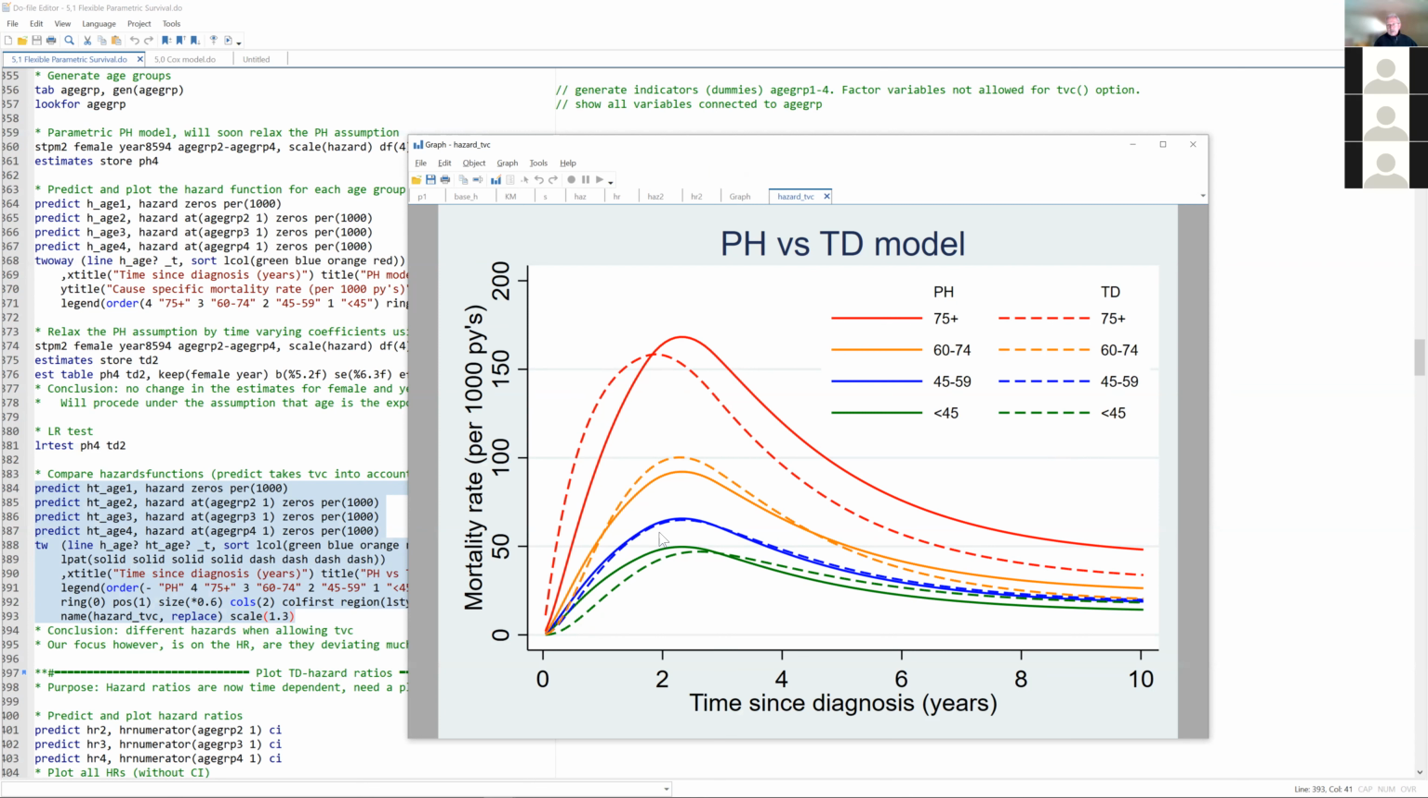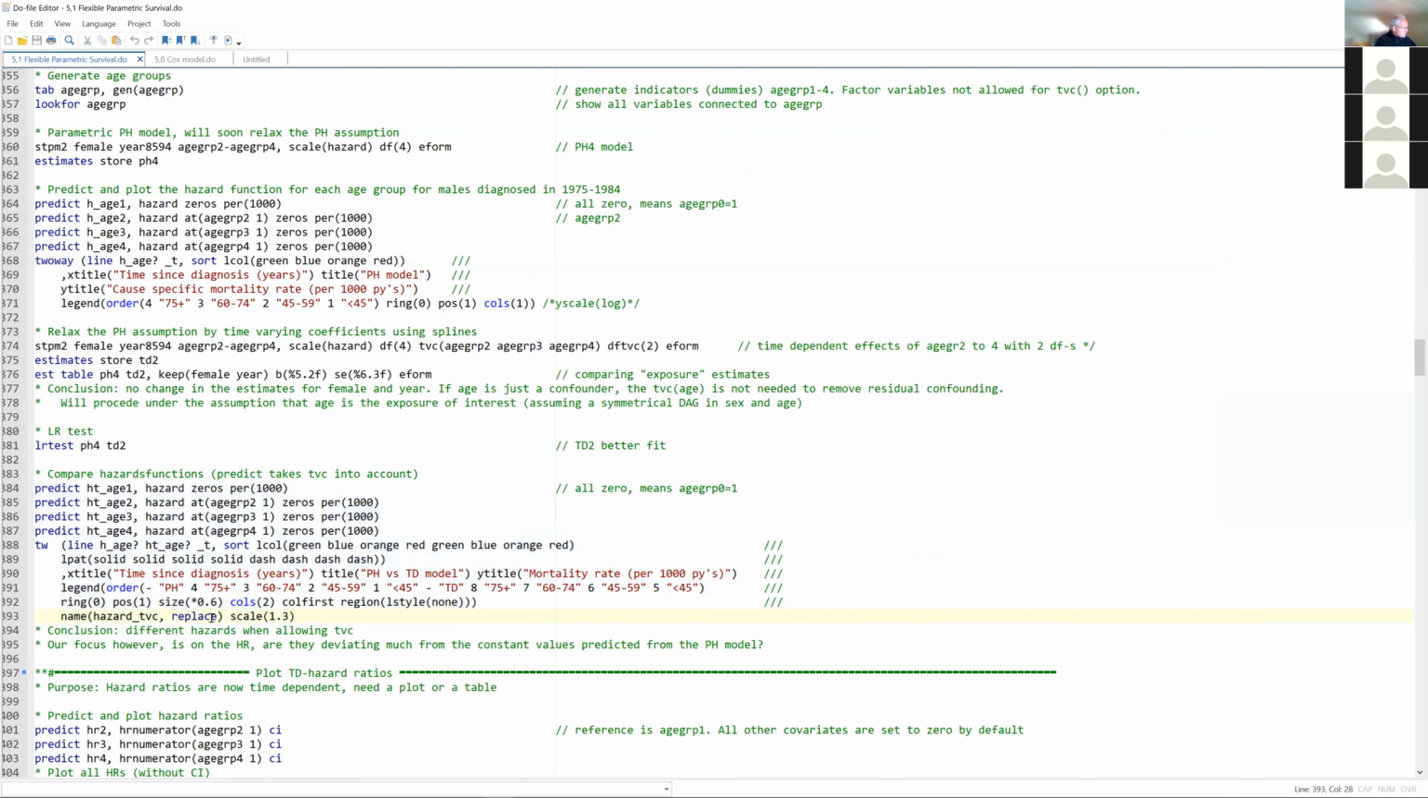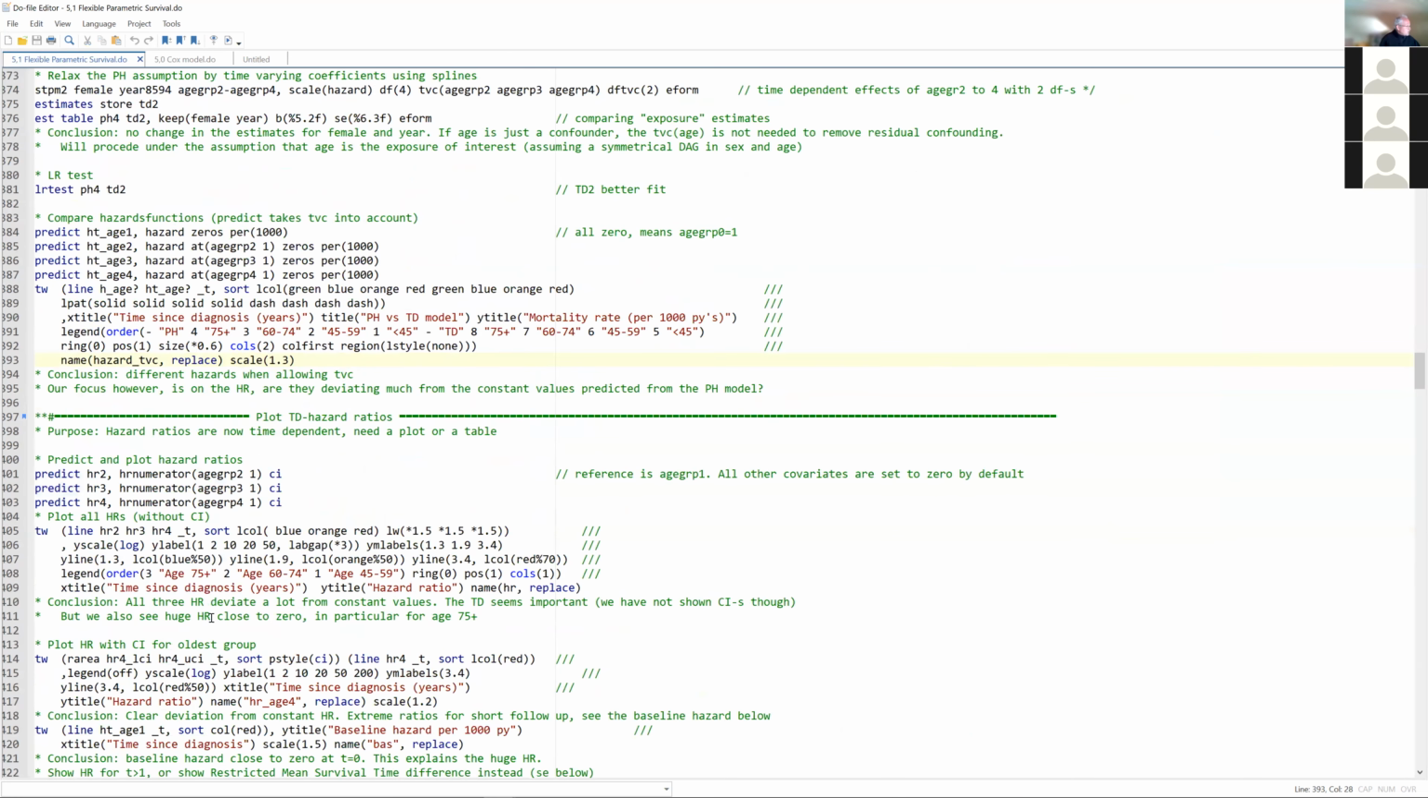Our real interest, of course, lies in the hazard ratios. So let's take a look at those. Now we predict hazard ratio 2 using HR numerator, putting H group 2 equal to 1. And then that's always compared to 0, which is the same as H group number 1. This is H group number 3 versus group 1. And this is H group 4 versus 1, all of them with confidence interval. And then I do a plot of these over time.